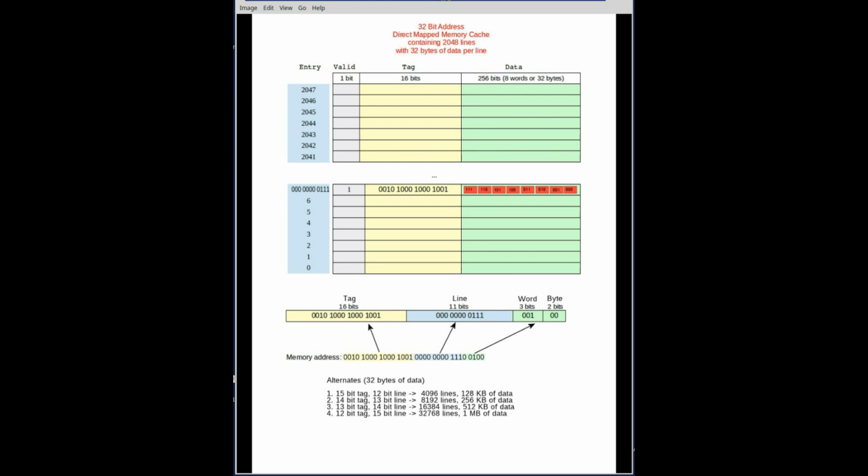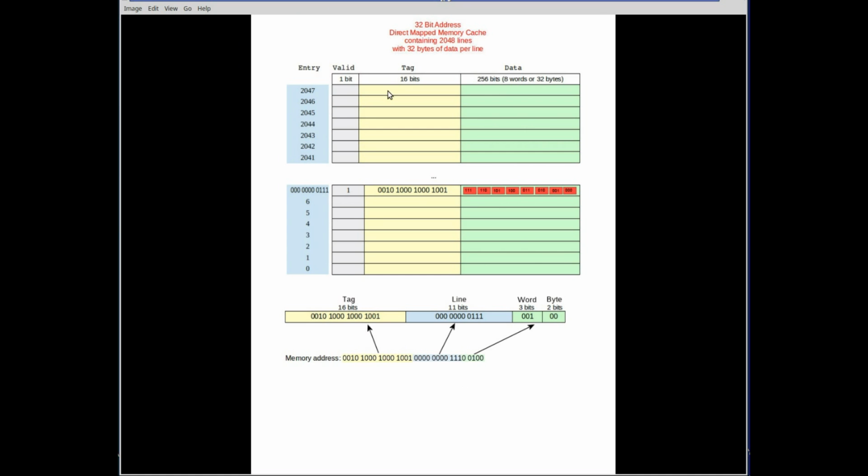It contains a tag, which in this case is 16 bits. It doesn't have to be, but in this case it is 16 bits. And we have 256 bits, 8 words, or 32 bytes of data. The amount of data, again, is a design situation. You can make it larger or smaller. 32 is a good number. All right, so this is the tag.